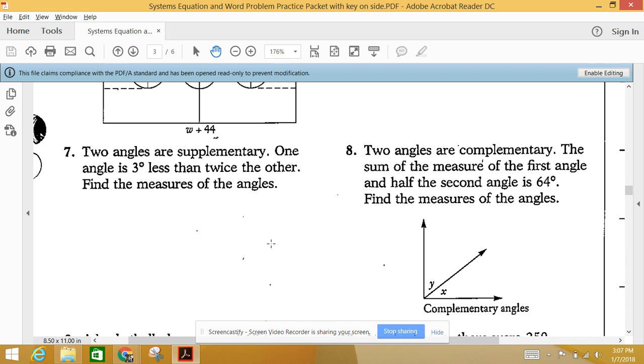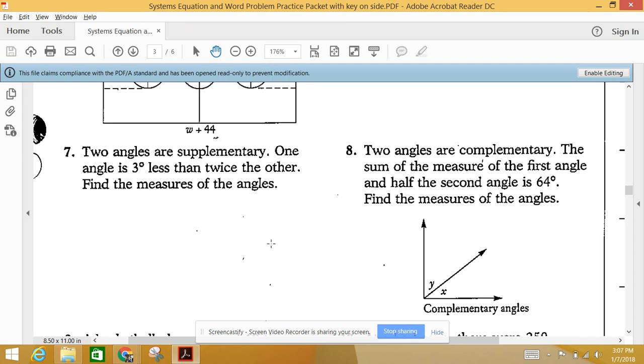Numbers 7 and 8 are also very similar to "I'm thinking of a number" problems. They're really just "I'm thinking of a number" problems dressed up with some angle geometry, and it helps to remind yourself of some angle terminology. I'd like you to try doing the setup for number 7, pause the video, and then I will talk you through it, and you can see what I did.